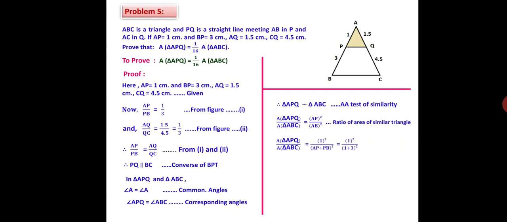Now substitute the values. Area of triangle APQ upon area of triangle ABC is equal to 1 square upon, what is this AB? AB is nothing but AP plus PB. So 1 square upon 1 plus 3 square, which will be 1 square upon 4 square, which will be 1 upon 16. Therefore, area of triangle APQ is 1 upon 16 times area of triangle ABC. That is what was required to prove.